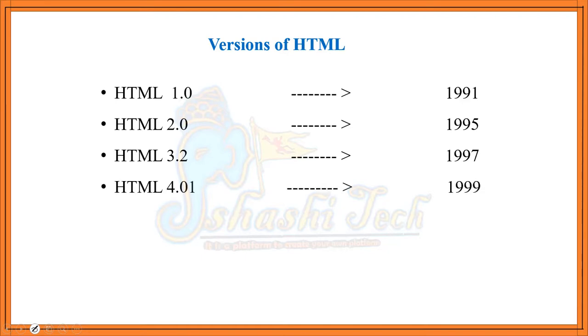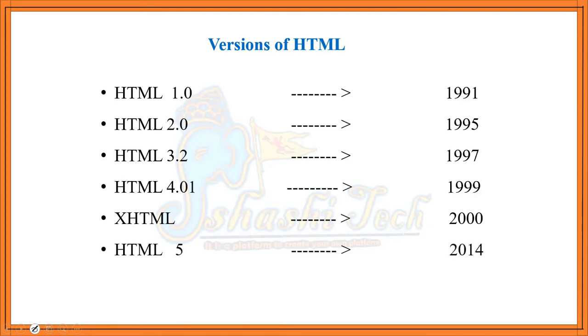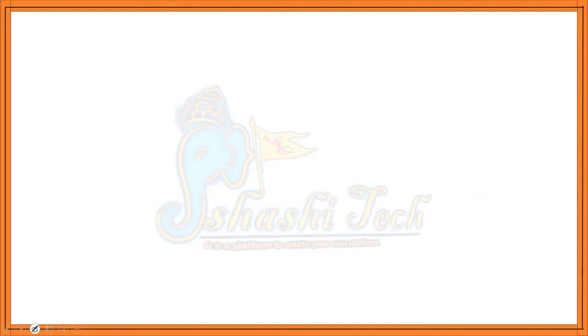In a similar way, HTML 4.01 was released in the year 1999 and XHTML was released in the year 2000. The latest version that we are currently using, that is HTML5, was released in the year 2014. From 2014 we are using HTML5.